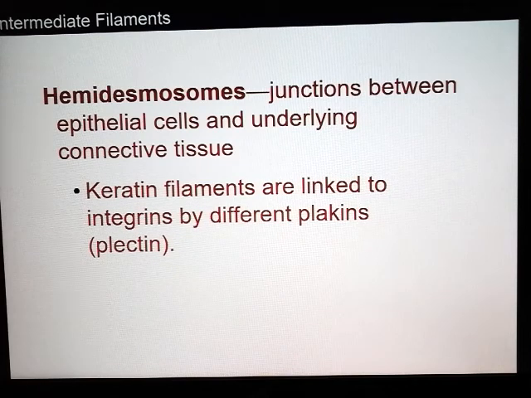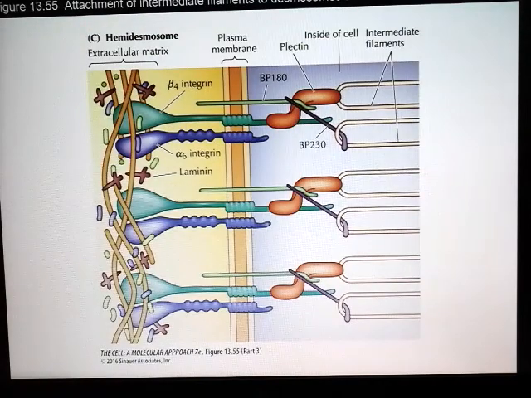Hemidesmosomes, guys, are also junctions, and these are found more so in connective tissues. Keratin filaments can also be linked to integrins by different plakins in these particular structures as well. And there's an example of that.